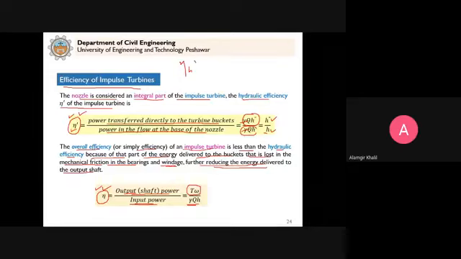Then we have the volumetric efficiency. It has to do with the discharge. What is the discharge available, and what is the discharge actually acting on the buckets? Because there could be some leakages. Some of the discharge can miss. It may not be the case in an impulse turbine, but in a reaction turbine, the wheel runs full, so there can be some leakages. Due to that, we can define the volumetric efficiency, that is, how much quantity of water is available and how much quantity of water is actually acting on the blades of the turbine.